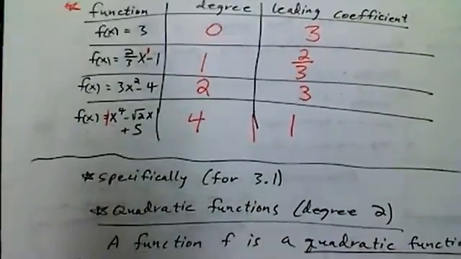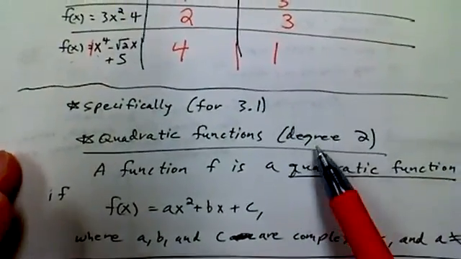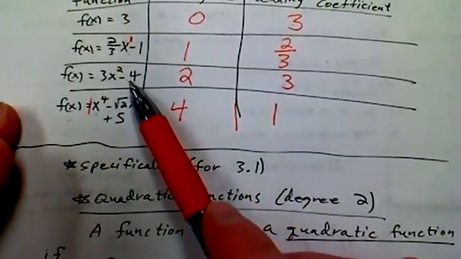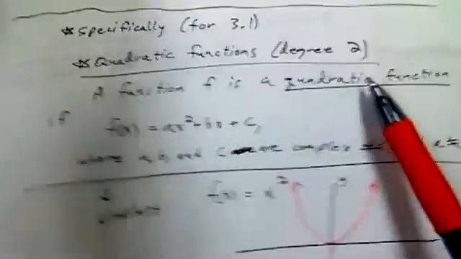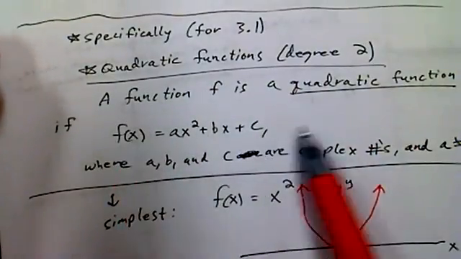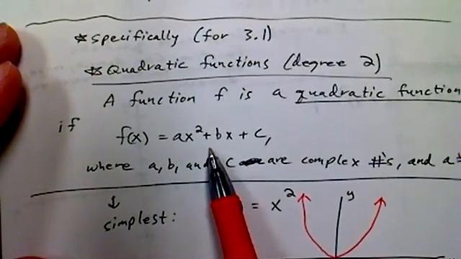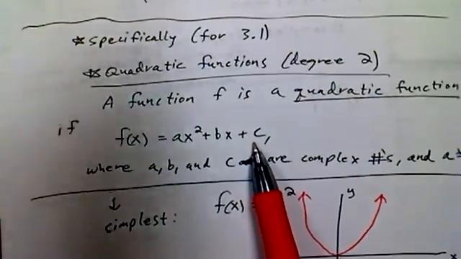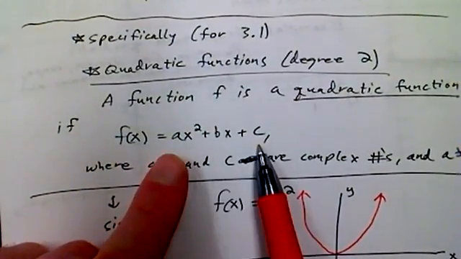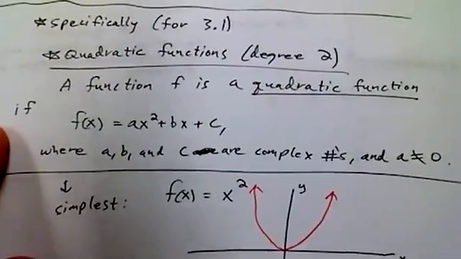And specifically for 3.1, I want to talk about quadratic functions. Now, quadratic functions are of degree 2. So for example, this one we looked at up here. Let's define that. A function f is a quadratic function if f of x equals ax squared plus bx plus c. So basically, it's the same thing as a polynomial, just with these three terms, where a, b, and c are complex numbers, and a is not equal to 0.